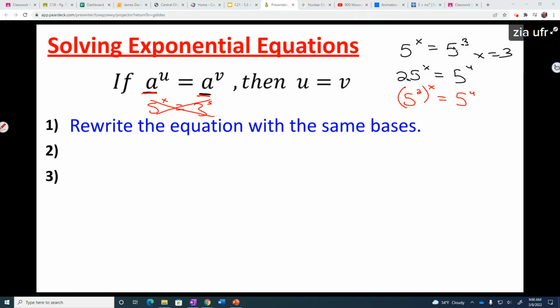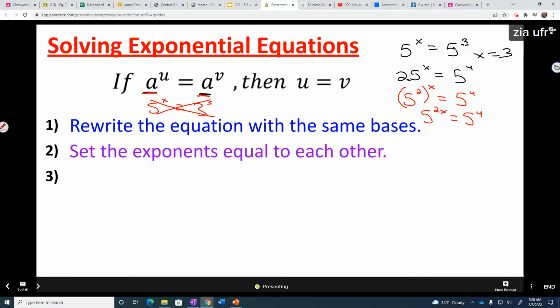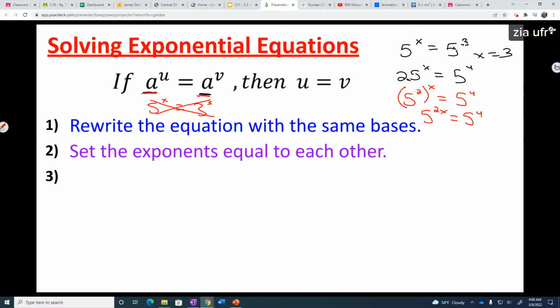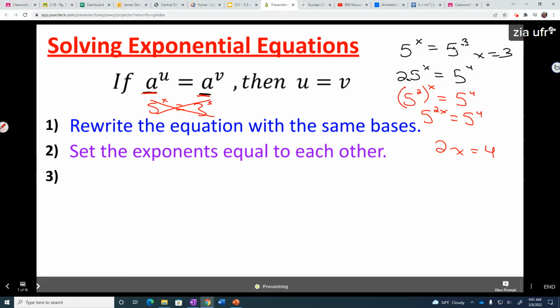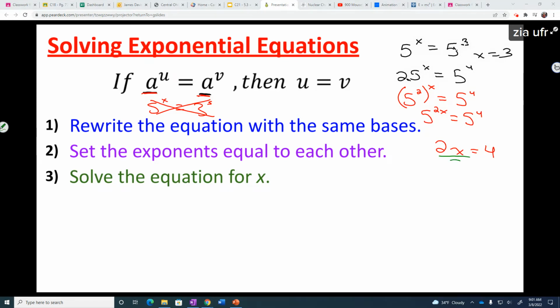Yeah, exactly, because then we'd use our exponent rules. This is a power to a power, right? Power to power, you multiply. So it'd be 5 to the 2x equals 5 to the 4th. After we wrote them with the same base, we're just going to set the exponents equal to each other. So now it would just be 2x equals 4. And then we simply solve the equation. Last step. So solving it, as someone said, x is 2.